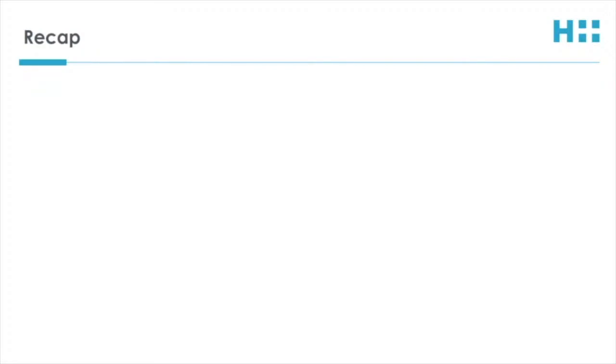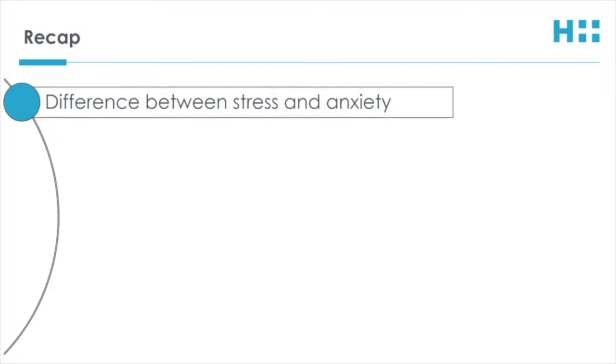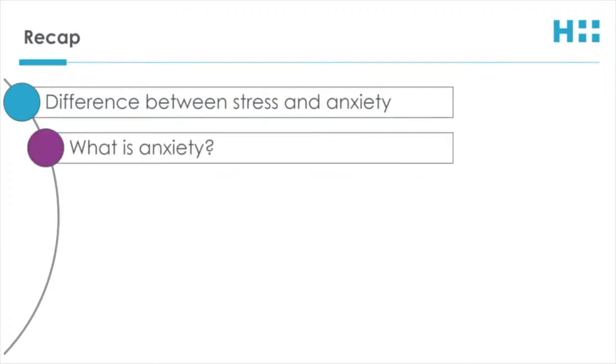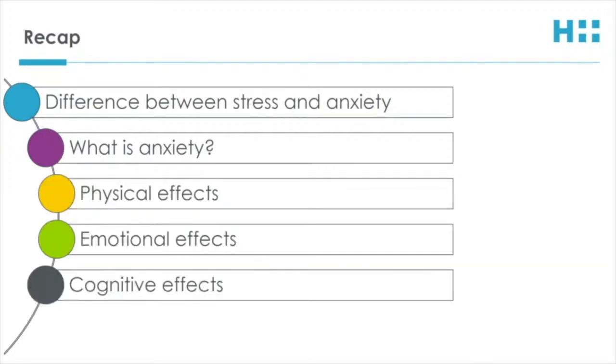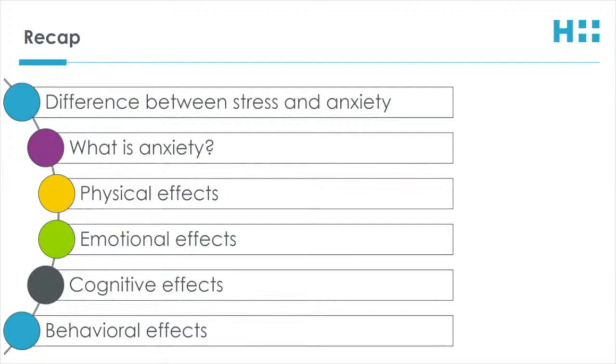So in this presentation, we've learnt about the difference between stress and anxiety. We've learnt what anxiety is and why it happens. And we've learnt the physical, emotional, cognitive and behavioural effects. Knowing about anxiety, why it happens and exactly what happens is the first step to overcoming it, or to help you recognise if someone else is suffering with it. The next step is to learn about techniques to combat anxiety.